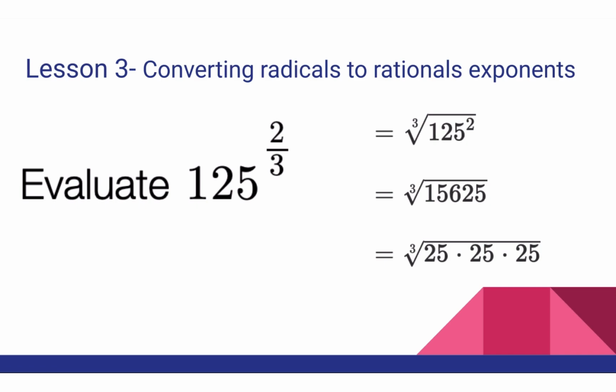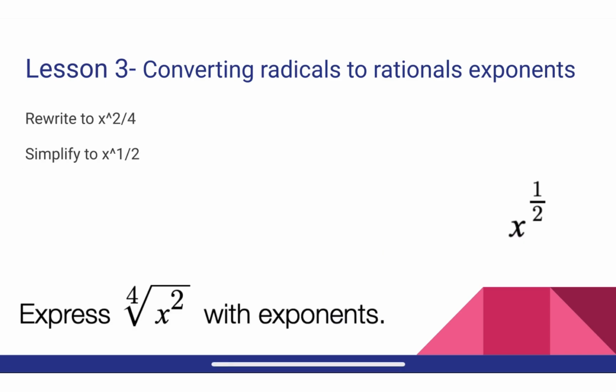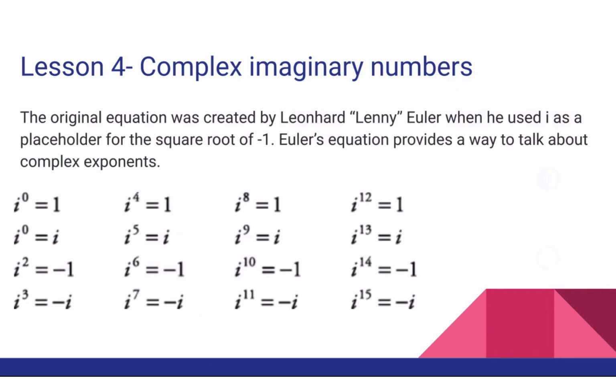Then you just multiply 125 to the power of 2, which gives you 15,625. And then with that, you can break up the radicand into a product of the known factors, which gives you 25, or you can break it down to 25 times 25 times 25 and break that radicand up into a product of the known factors, which would also give you 25. This is the second equation.